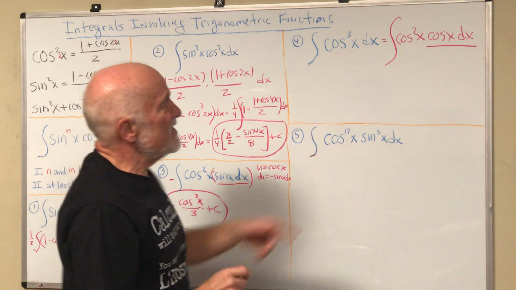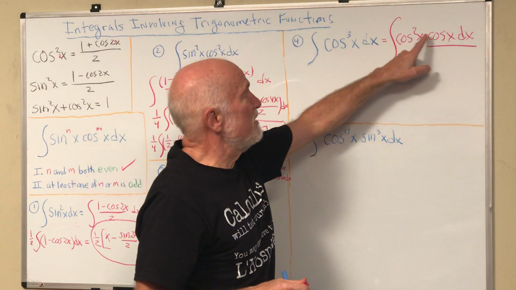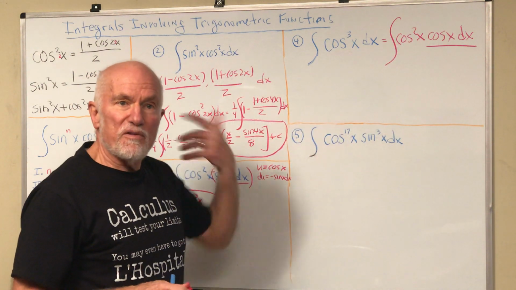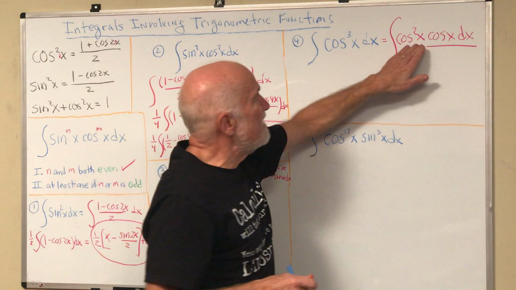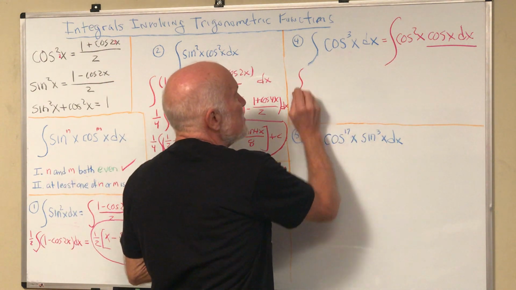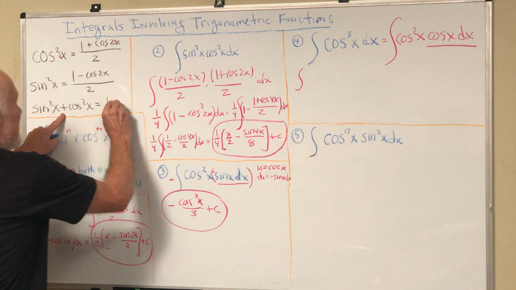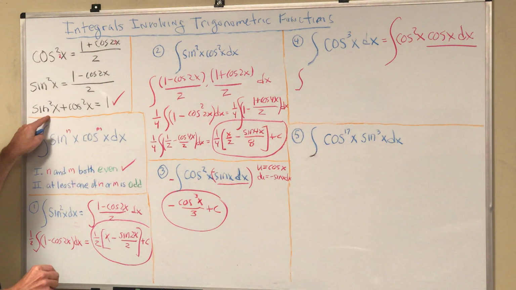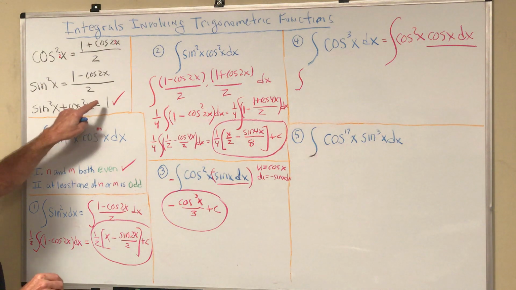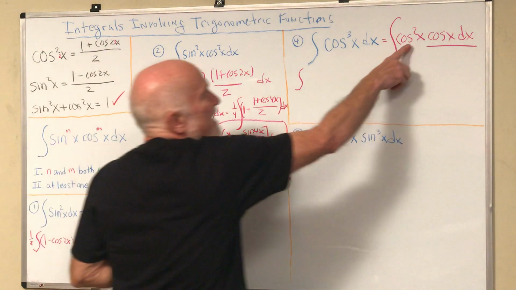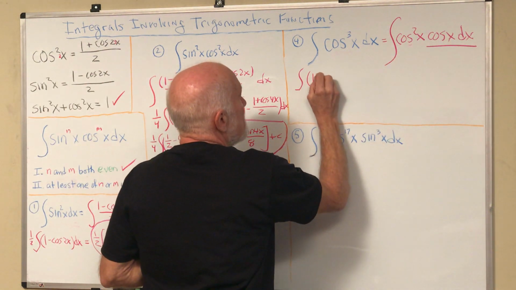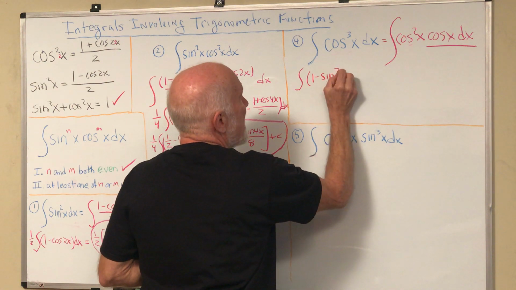Well, the trouble is, cosine is not the derivative of cosine. It's the derivative of sine. So we want everything on this side really to be in terms of sine. Well, that's where we go to this other identity, that Pythagorean identity. Sine squared plus cosine squared is 1, so cosine squared is 1 minus sine squared.